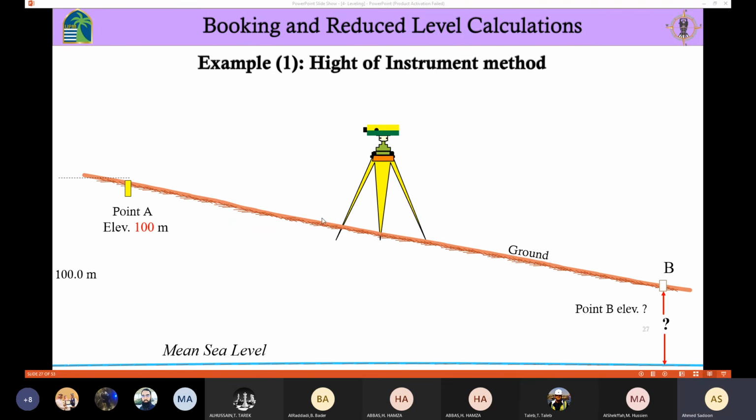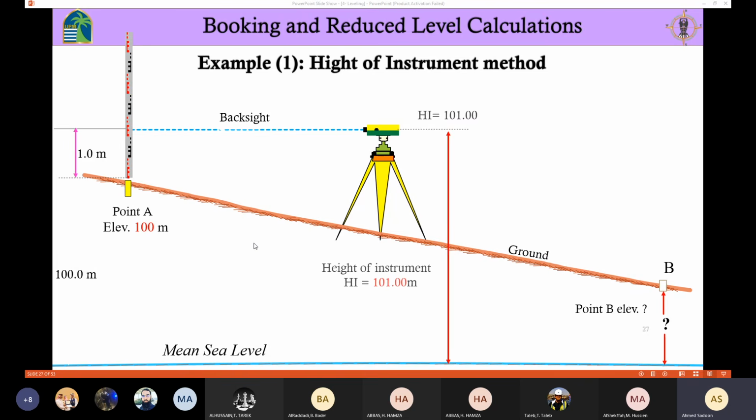And here we are going to use the height of instrument method. So what I will do is place the instrument here between the known point and the unknown point. Then I'm going to place the staff on point A. We know the elevation of point A. So the reading which is going to be taken here, we call this backsight, right? The reading came out to be 1 meter. And the elevation of point A is 100 meters.